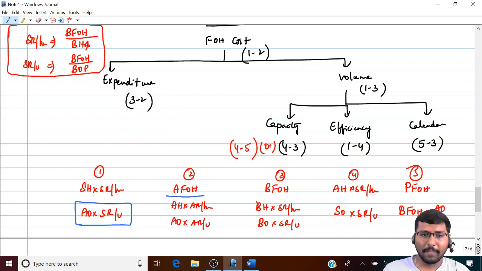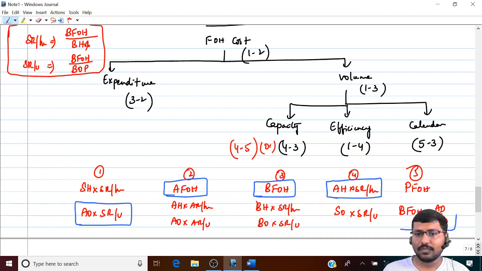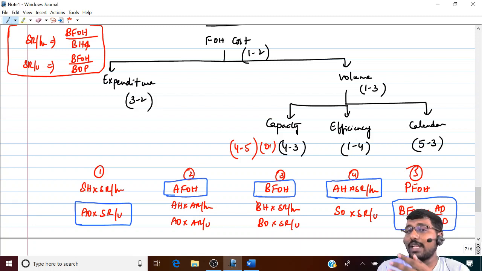This one, this one, this one, this one, this one. These are all the frequently used formulas, which means when we're actually solving a sum, first we'll try to put all these formulas. AO and SR per unit for formula 1, AFOH for formula 2, BFOH for formula 3, AH into SR per hour for formula 4, and BFOH into AD by BD for formula 5. In case we are not able to get the solution because of applying these formulas, then only we'll go for the alternative one. Are you able to get me? Alright, now let's get to the explanation part.